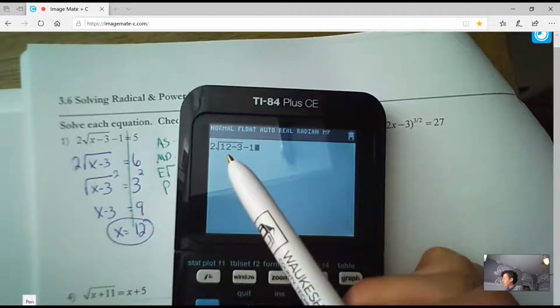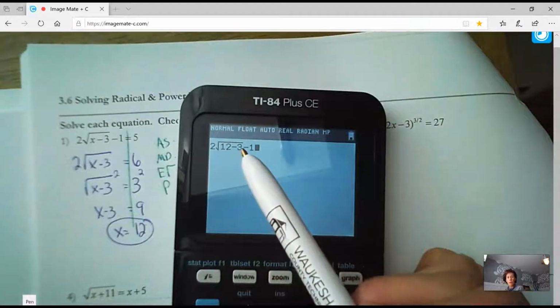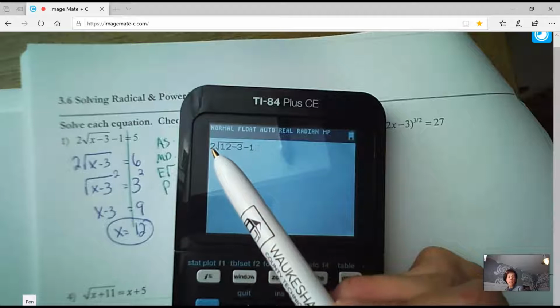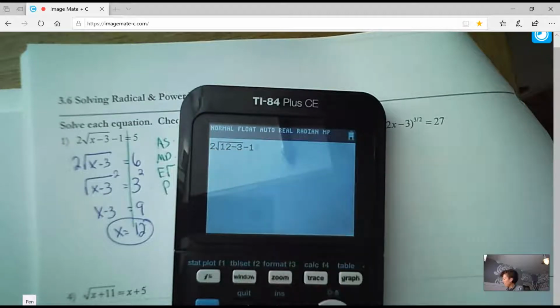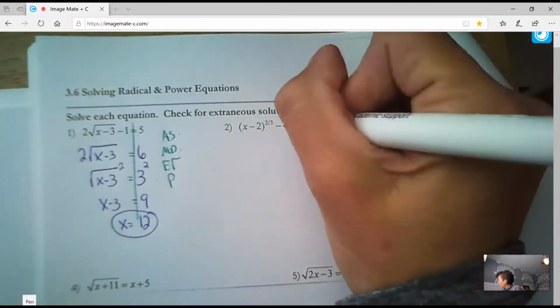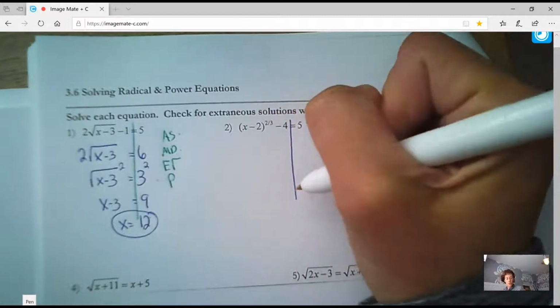So what will happen first is the calculator will do the square root of 12 minus 3, which is the square root of 9. And the square root of 9 is 3. And then it's going to take 3 times the 2 to get 6. And then it will take that 6 and subtract 1 and get 5. So since the left side does equal the other side, this does in fact work. All right, going to this.